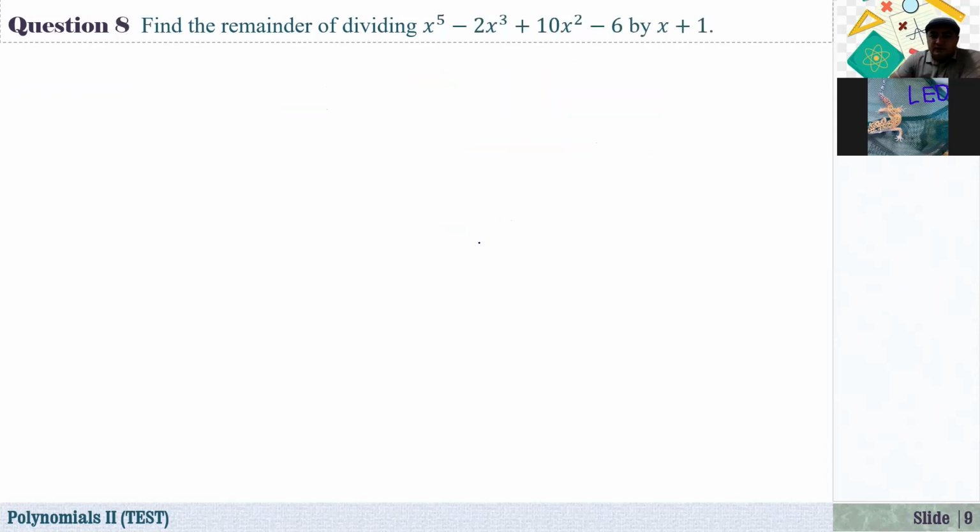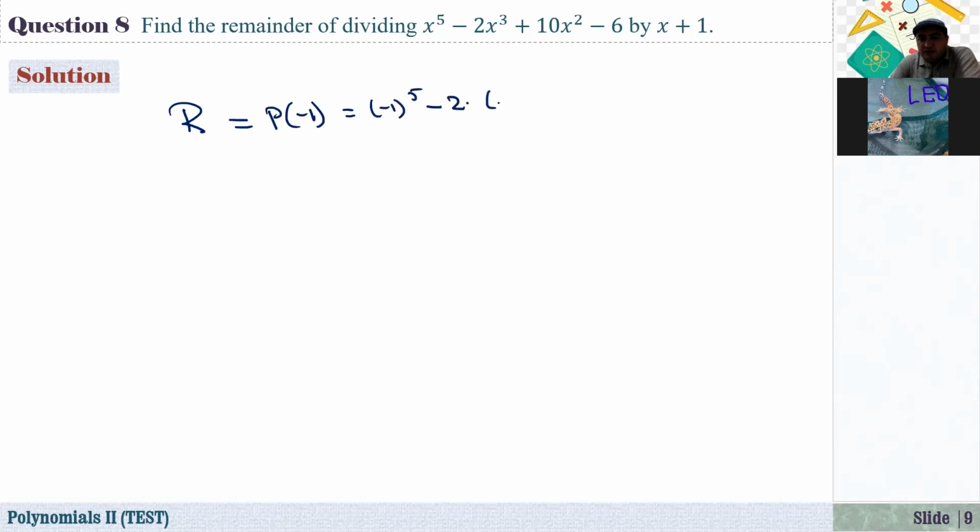Find the remainder of dividing x to the power of 5 minus 2x cubed plus 10x squared minus 6 by x plus 1. Again, since our divisor is a linear factor, we can just find the remainder using the remainder theorem. That's equal to p of negative 1. So which means that negative 1 to the power of 5 minus 2 times negative 1 cubed plus 10 times negative 1 squared minus 6.